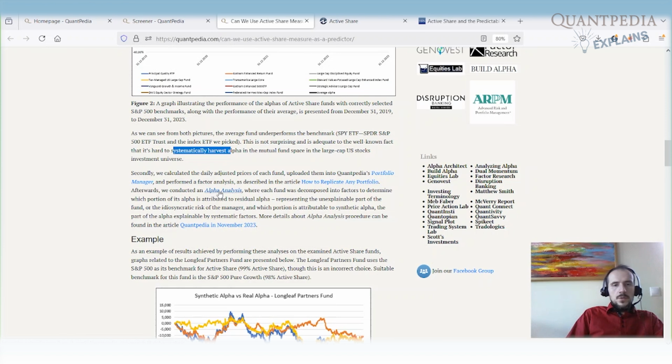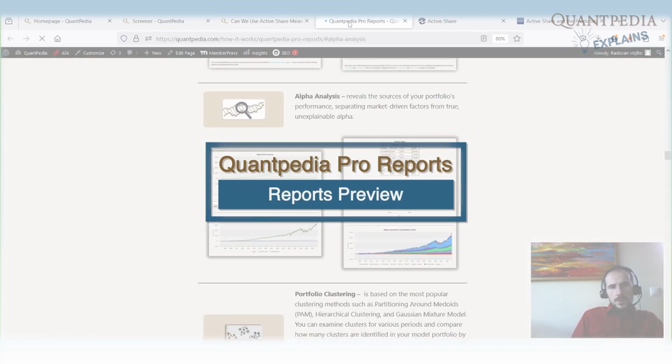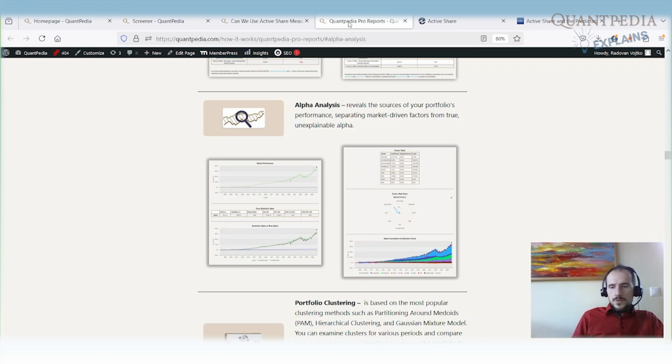So how does it work? We conducted an alpha analysis. The alpha analysis is a quite new report, plus or minus 12 months old, that we have in Quantpedia. What the alpha analysis does is take the outperformance or underperformance of the fund against the benchmark. So it takes the alpha, then we run the factor analysis of that alpha, and it reveals the sources of the portfolio performance or outperformance. So you can separate the market-driven factors from the true unexplainable alpha. So that's what we did.